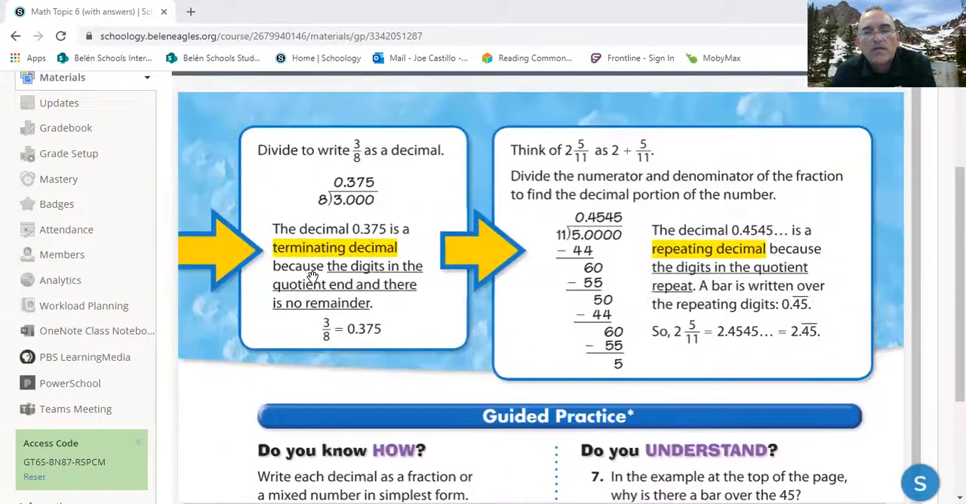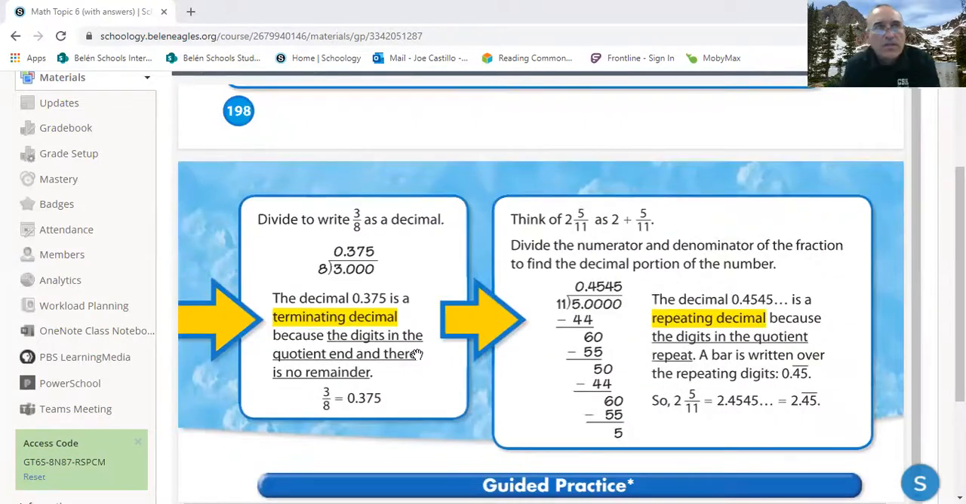I want to focus in on this. This lesson, topic 6, lesson 4, is a continuation of what we've been working on with fractions and decimals. I think you'll find it a little bit easy, but let me show you. Let's talk about terminating and repeating decimals, okay?